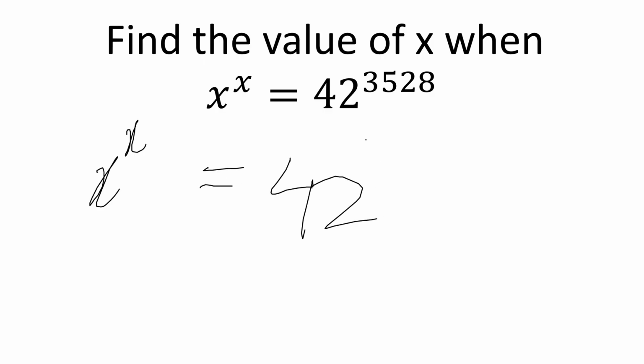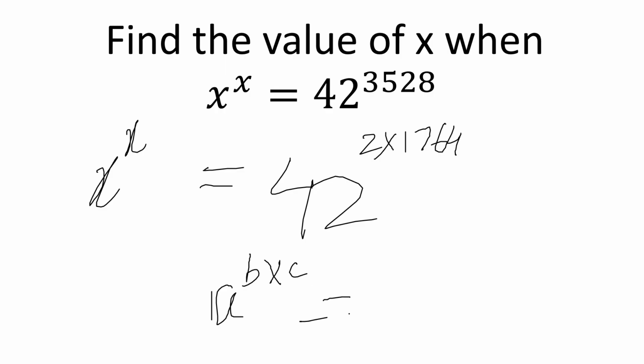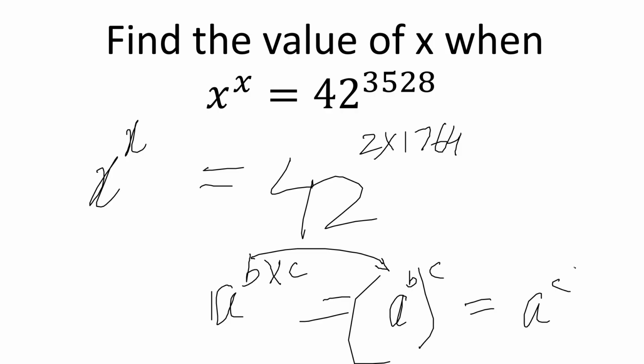42 power 2 times 1764, and by the exponent rule, that is a power b times c. That is when you have two factors in the form of a product in the power, then you could write it as: this b becomes the internal power, and c becomes the entire power, that is the whole power. That is, you could do it like a power b whole power c, or also like a power c whole power b.